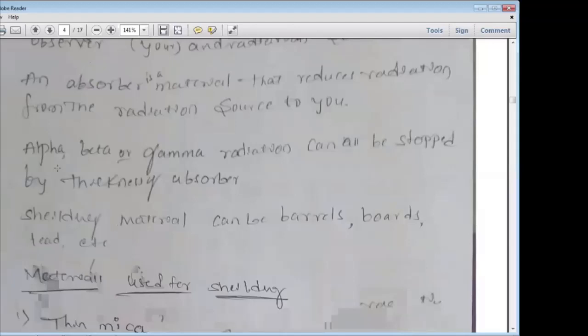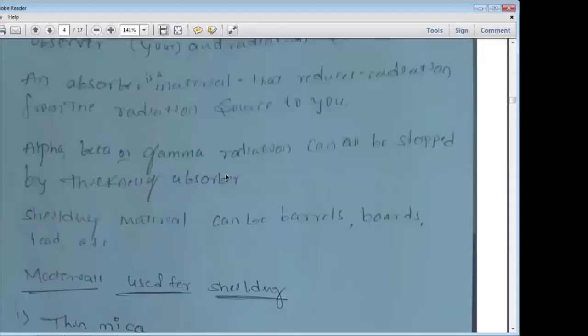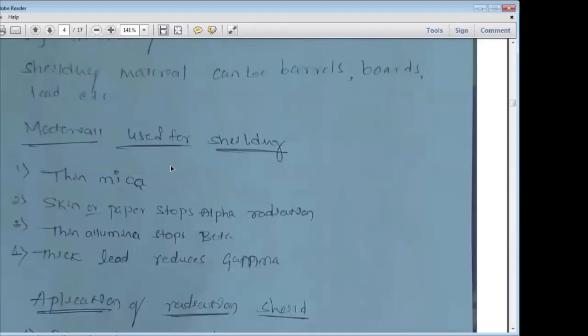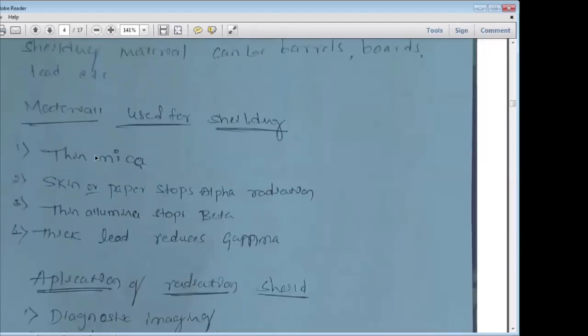Because alpha, beta, gamma radiations are very harmful, they need to be stopped. How can they be stopped? By using the radiation shield, a thick surface of the radiation shield, because the radiation shield absorbs the harmful radiation. What are the materials used for shielding? Thin mica material can be used as a shielding material, and even skin.